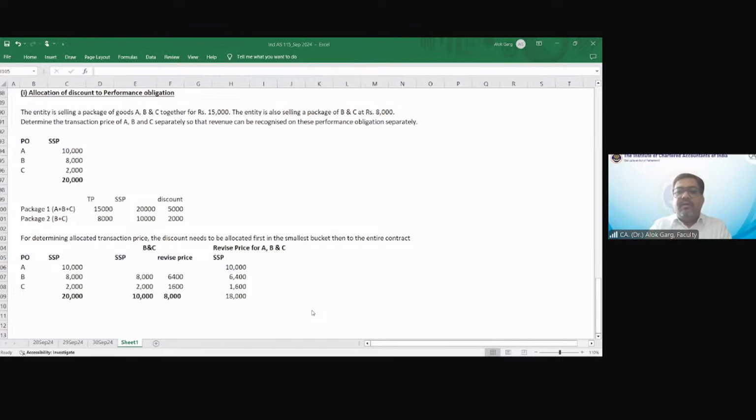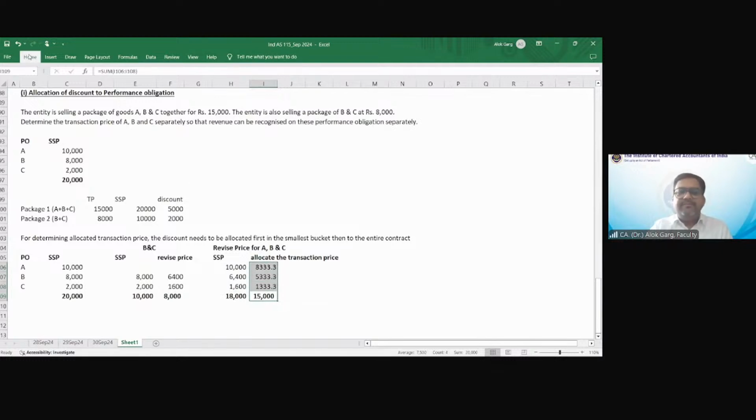Okay. Now allocate the transaction price. 15,000 multiplied by 6,400 divided by 18,000. 15,000 multiplied by 1,600 divided by 18,000.